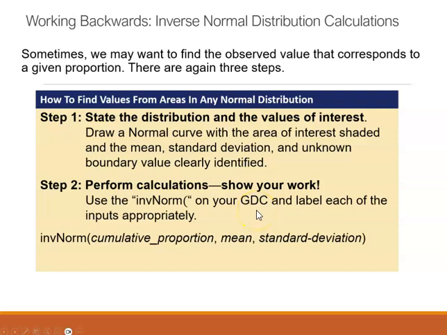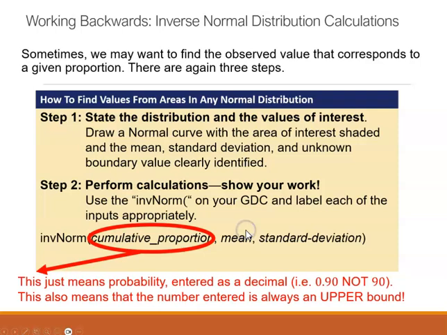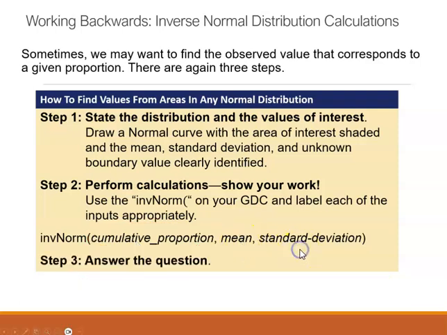So what if I know the probability and I would like to recover the measurement? If I know the probability that x is greater than some value is 59%, and I want to figure out what the value for x is, we're going to use a new operation on our calculator. It's called inverse norm, where we enter the cumulative proportion, the percentage or probability, written as a decimal, with the mean and standard deviation.